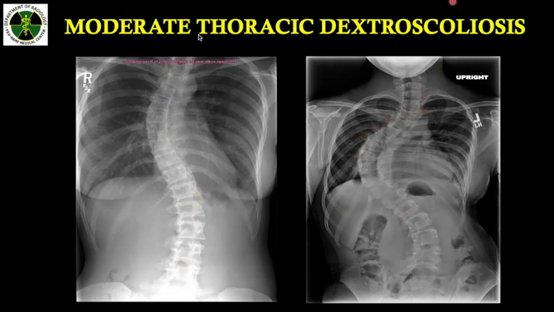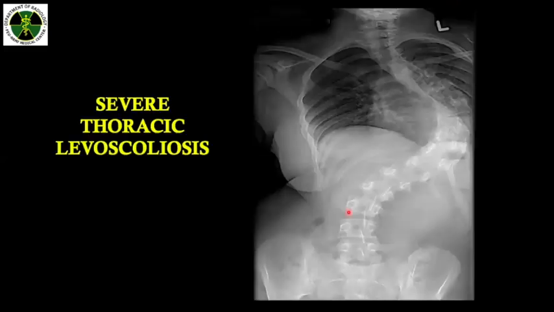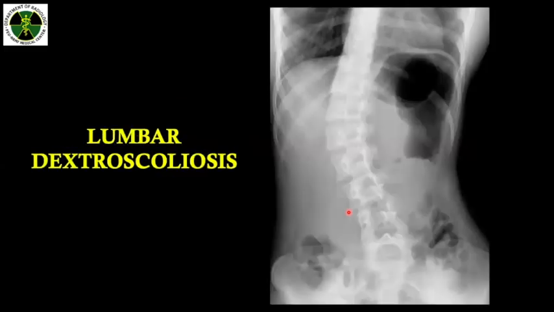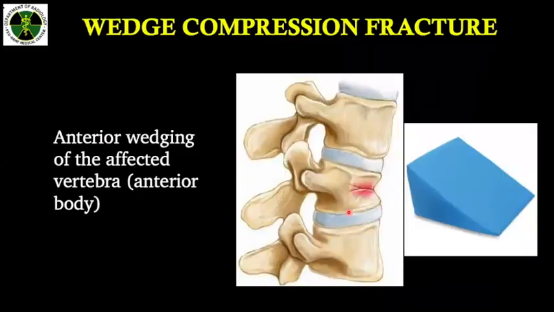So this is how a severe scoliosis looks. This is likely more than 40 degrees in Cobb's angle. So this is severe thoracic levoscoliosis. This is lumbar dextroscoliosis. This is a schematic diagram showing the deformity.